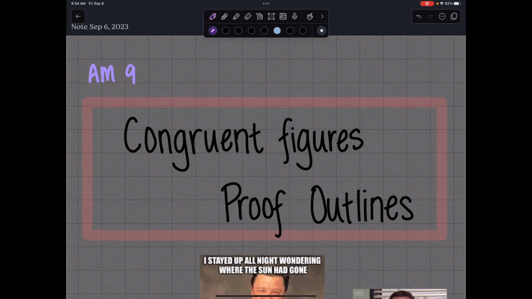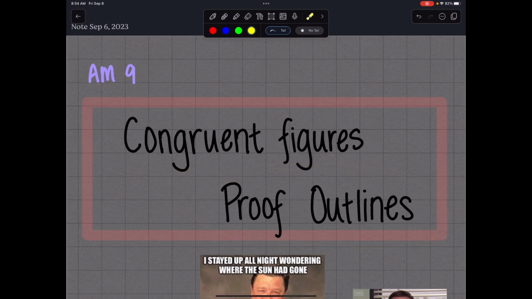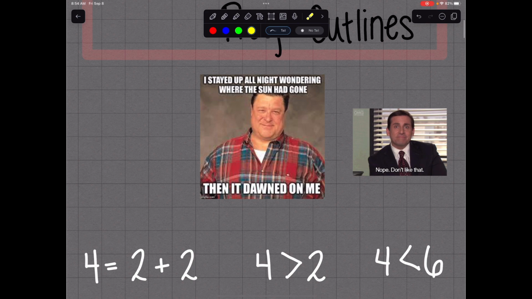And here we are going to talk about something that, well, I'm not going to lie, it's a little challenging. It's congruent figures and proof outlines. Everyone has not so fond memories of having to do mathematical proofs in their day. I don't know if schools even teach this anymore, but today we're just going to start with proof outlines, not the total proof. So don't worry, okay? It's not going to be that bad. It's going to be great.